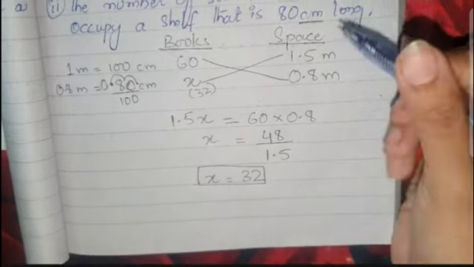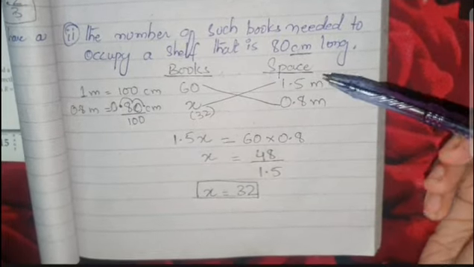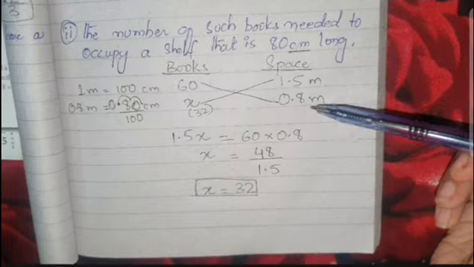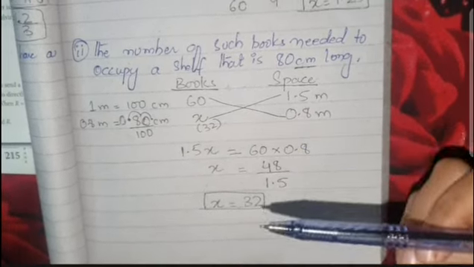Again, you notice that the books were 60 when the space was 1.5. The space decreased to 0.8, so the books also decreased to 32. It means this is a direct proportion.